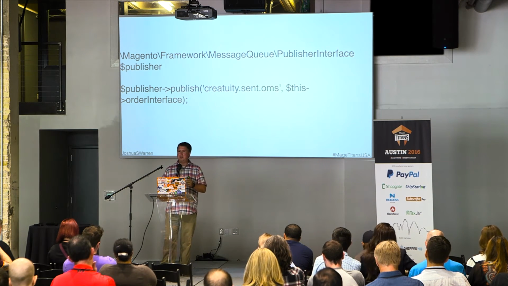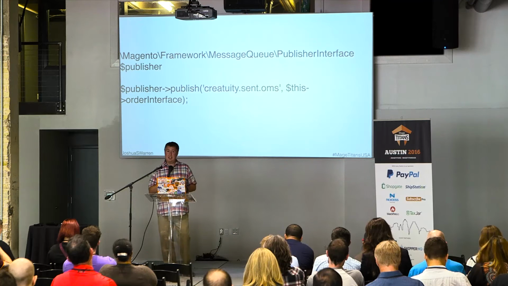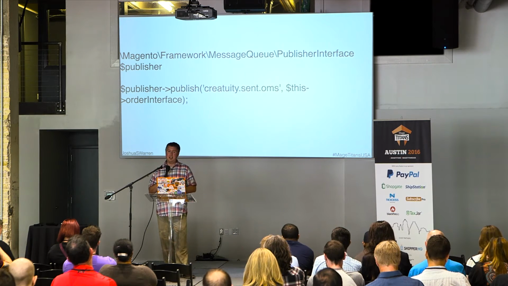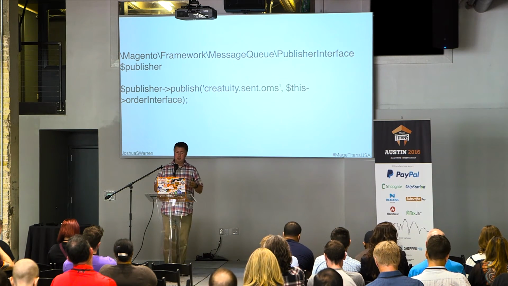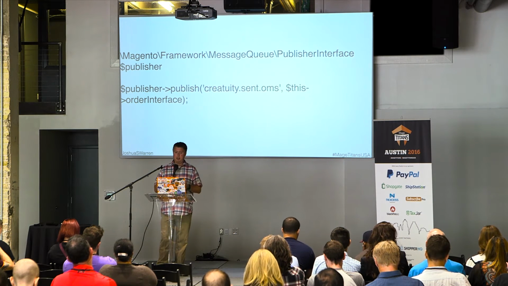Anytime there's a new feature in Magento over the years, I've learned to sit there and say, okay, how hard is this going to be to learn? And how hard is this going to be to integrate? Luckily, Rabbit is actually super simple. That code right there is using a publisher class built into Magento, using that interface to publish a message. In this case, the message topic, that first variable there, is creativity.sent.oms, and then you pass whatever your message is. So in our case, we're actually passing an entire variable as that message.